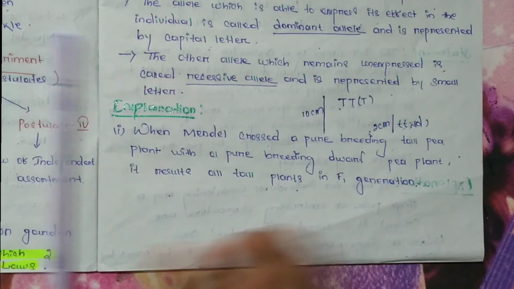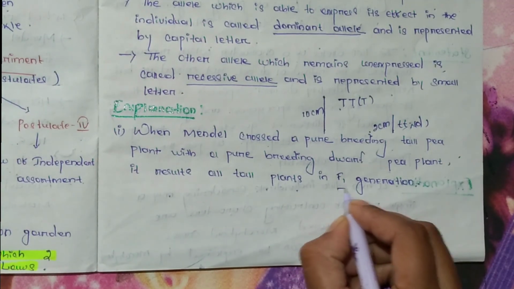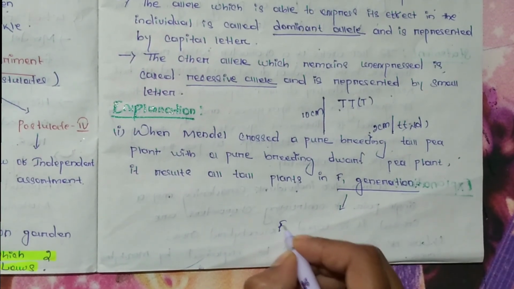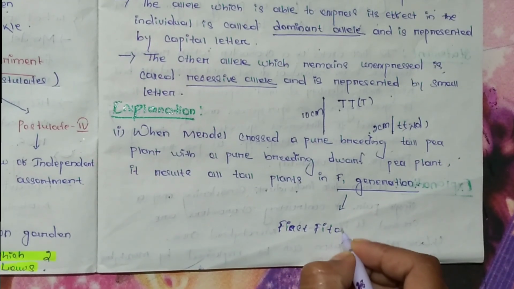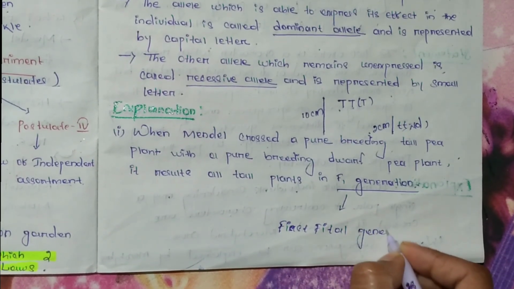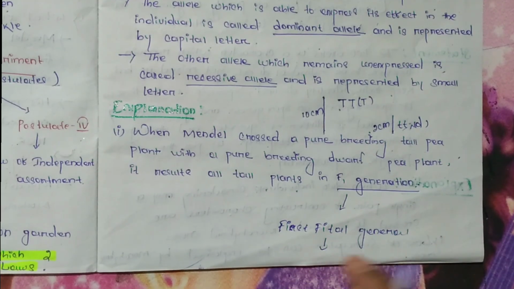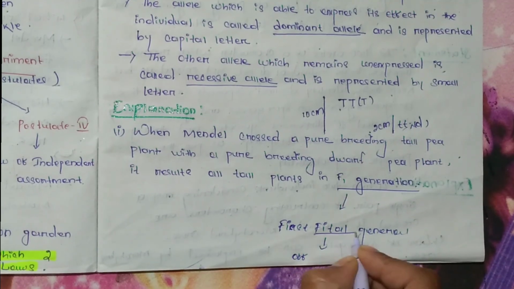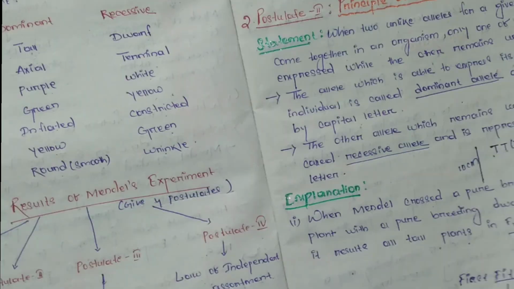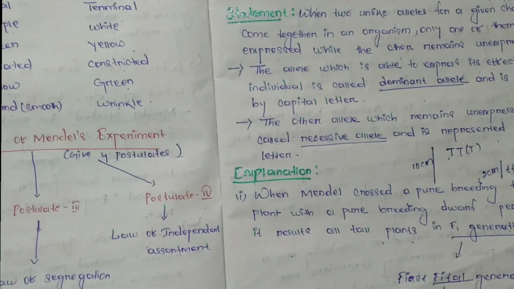And what is the F1 generation? The F1 generation is the first filial generation. That means it can be self-reproduced or cross-reproduced and produces offspring. They are fertile. That's why it is known as the F1 generation.